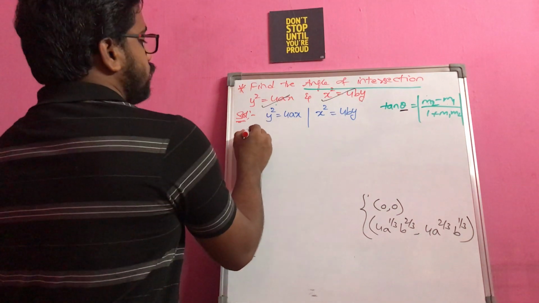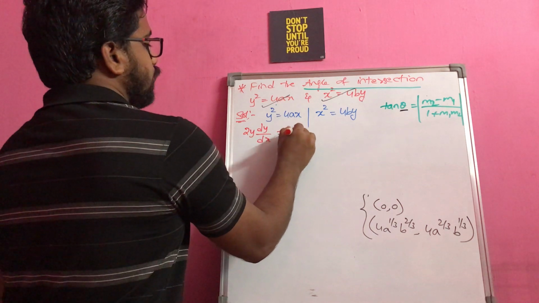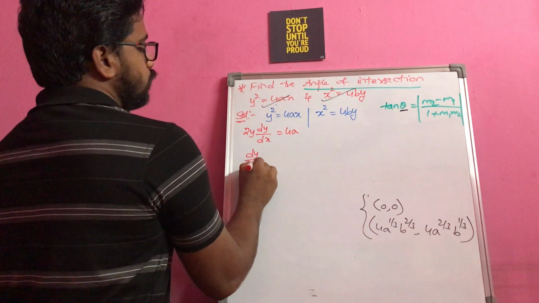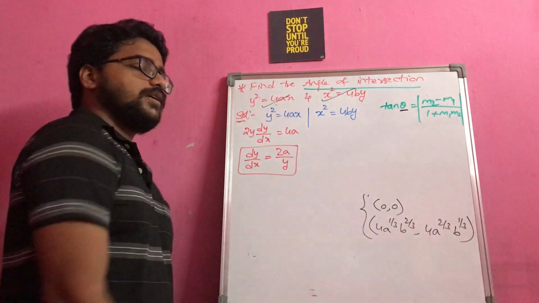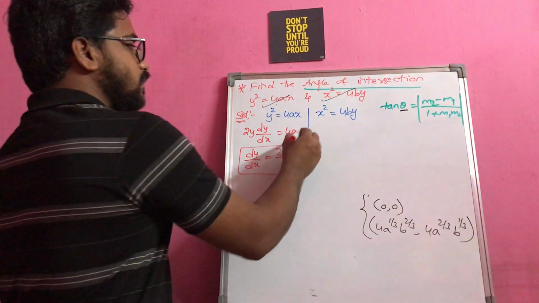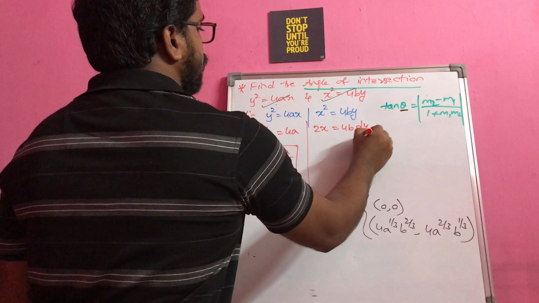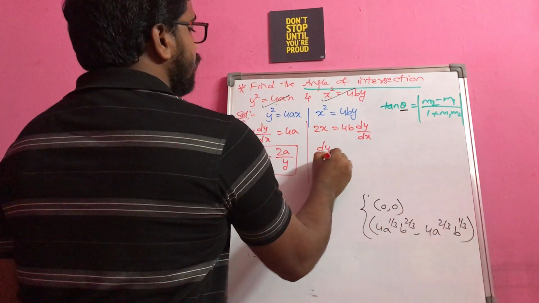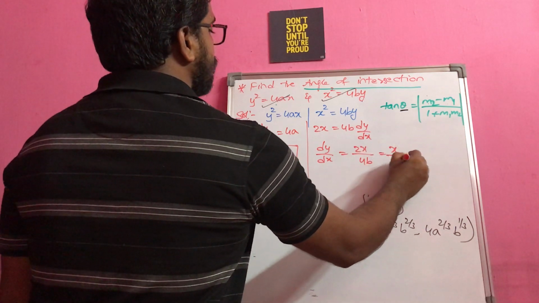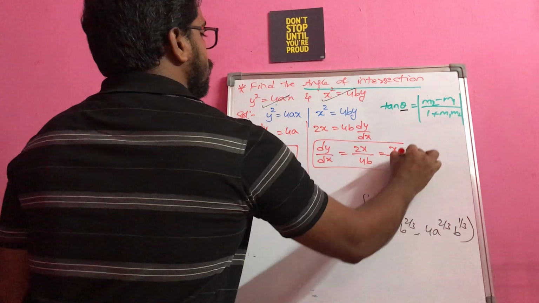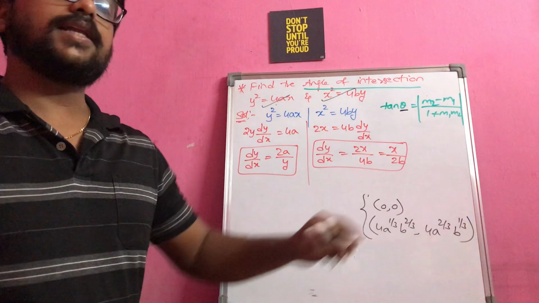Okay. So let us find that 2y dy by dx is equal to 4a, dy by dx is equal to 4a by 2y, that is 2a by y. This is our first slope. From the second equation, if I apply the differentiation, I will be getting 4b dy by dx is equal to 2x. From this, dy by dx is equal to 2x by 4b, that is nothing but x divided by 2b. So I am having slope 1 as 2a by y and slope 2 as x by 2b.